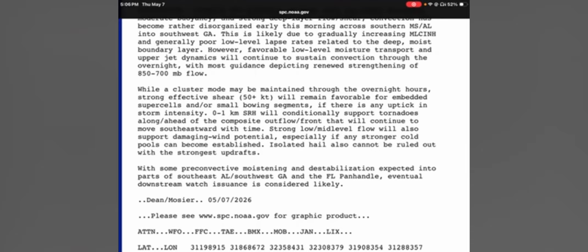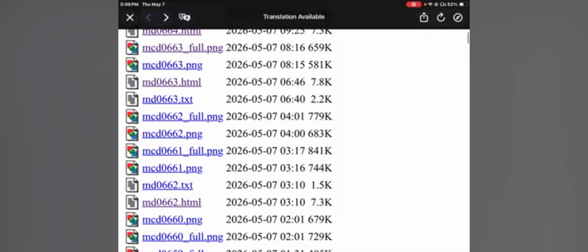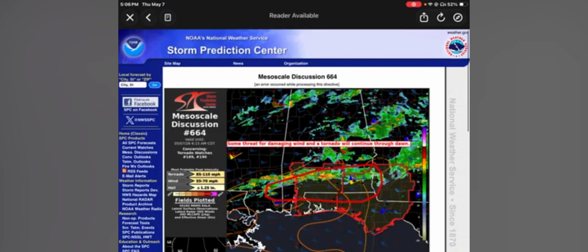With some pre-convective moistening and destabilization expected into parts of southeast Alabama, southwest Georgia, and the Florida Panhandle, eventual downstream watch issuance is considered likely. So, that's 663. We will move on to 664.